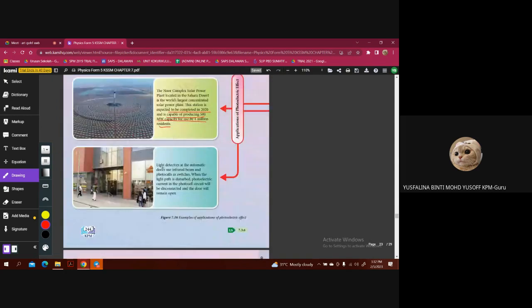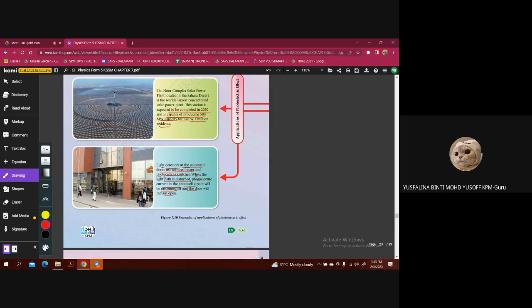And light detectors at the automatic door use an infrared beam and photocell as a switch. When the light path is disturbed, the photoelectric current in the photocell circuit will be disconnected and the door will remain open. This one is like when you go to the mall, right? When you enter, it will open. And after that, if you walk away from the door, then it will close. When you come near to the door, you will block the light, right?